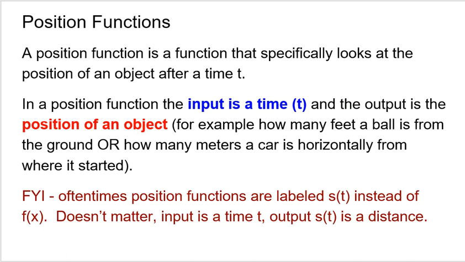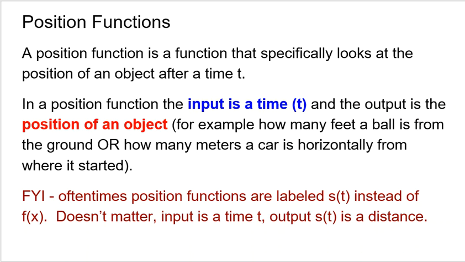So in a position function, the input is a time: seconds, minutes, hours, whatever. You've got to read the problem. And the output is the position of an object. And again, that could be the position in terms of how many feet a ball is from the ground or how many meters a car is horizontally from where it started.